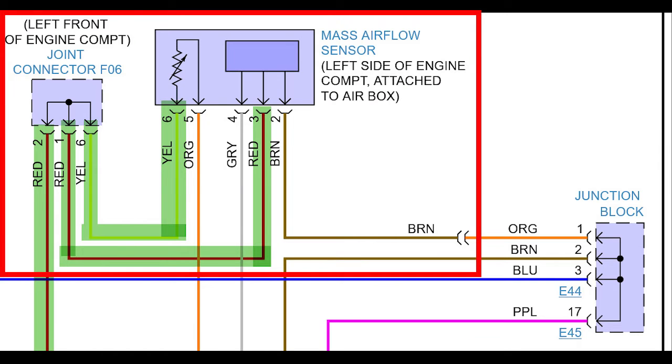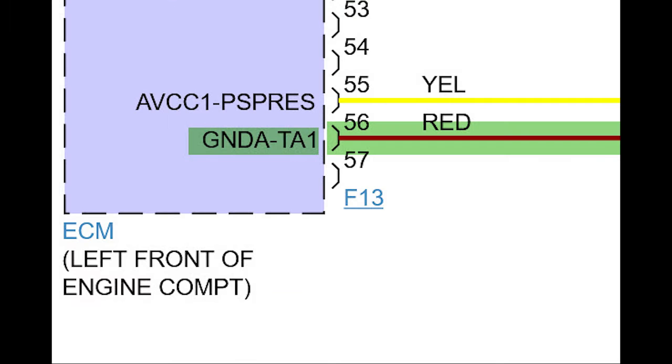Back at the mass airflow sensor, the yellow and red wires are both spliced through joint connector F06. Following the red wire from pin 2 to the ECM pin 56, which is labeled GNDA-TA1. This abbreviation is for a ground connection.